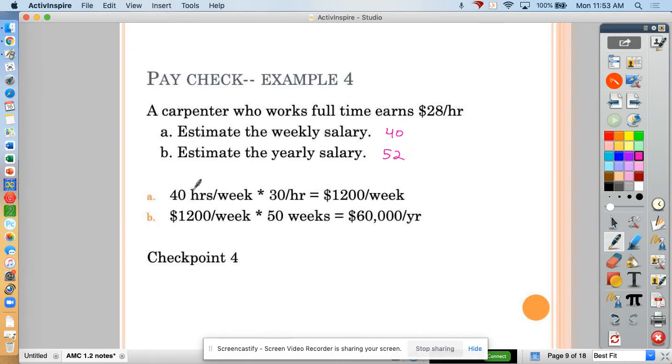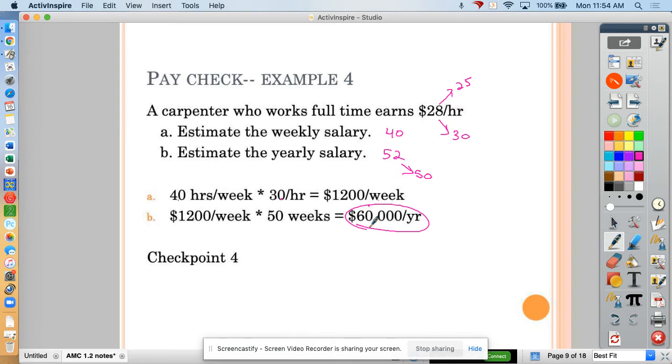So we could say the $28, we could change that quickly to a 30 or a 25, because those are easy numbers because they have a 0 and a 5. Those are easy numbers to multiply with. And when we multiply those out, we could say 40 hours a week times 30, so I make about $1,200 a week. And if I make $1,200 a week, instead of using 52, you could change it to 50 weeks, and you could have $1,200 times your 50 weeks gives you a yearly salary of $60,000. So we could come up with that quickly in our head.